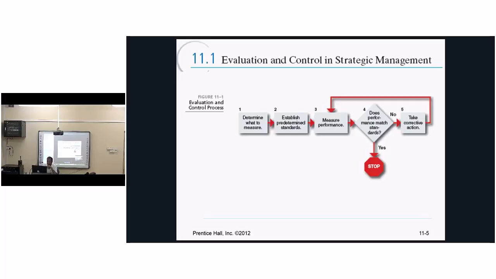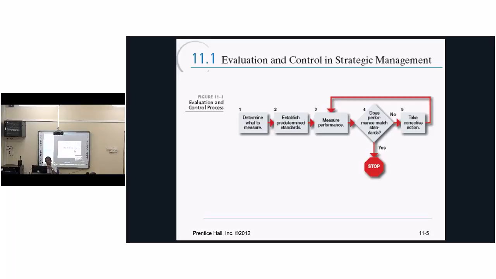Now, this technique, evaluation and control, can be applied not only in strategic management but in any field. In the medical field also it is happening. Now, if you are suffering from blood pressure, for example, or high blood sugar, what do you do? You do a periodic test on your sugar levels, or blood pressure level, or your fat levels, cholesterol.